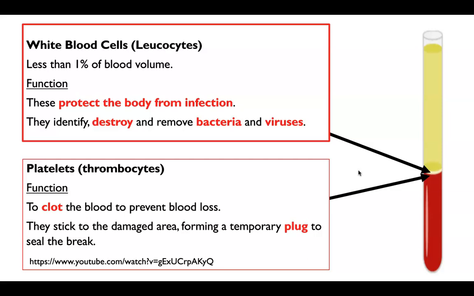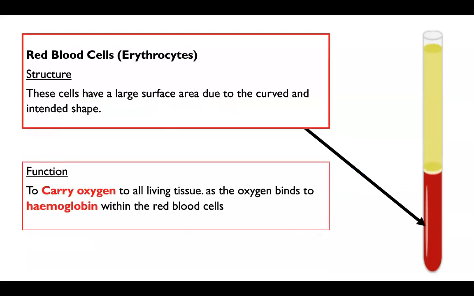Last but not least, we have got red blood cells. Red blood cell structure. This is important. They have a large surface area due to the curved and indented shape. So please make sure you have a question such as, which blood cells have a large surface area due to the curved and indented shape? Red blood cells is the answer.